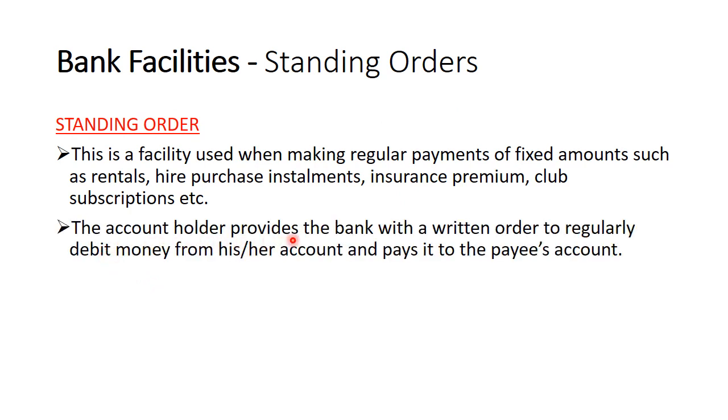So the account holder provides the bank with a written order to regularly debit money from his or her account and pay it to the payee's account. A payee is a person who is going to be paid. So when you want a standing order, you have to write an order to the bank, where you state that a given amount of money should be paid every month or at a regular interval to a payee's account. It can be every month, every 3 months, every year, every 5 years. The money is going to be paid.